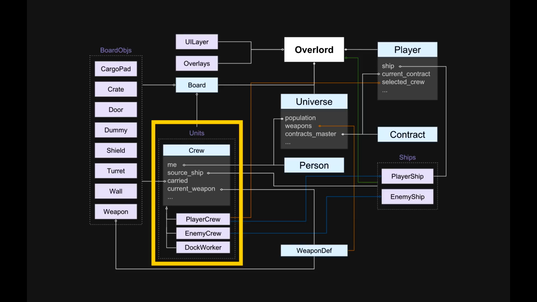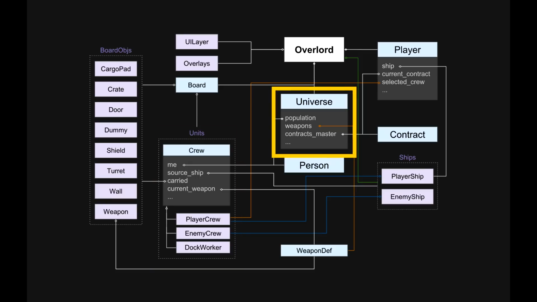As discussed in a prior video, the board holds references to objects in each tile. I've broken out units as a special category here, aside from the rest of the board objects, because they all share a common superclass that handles things like movement, taking damage, action points, etc. Universe is a repository for content, basically. All the contracts in the game, all the weapons and how to get them, all the locations, and all the people that can show up, either as enemies or available for hire.